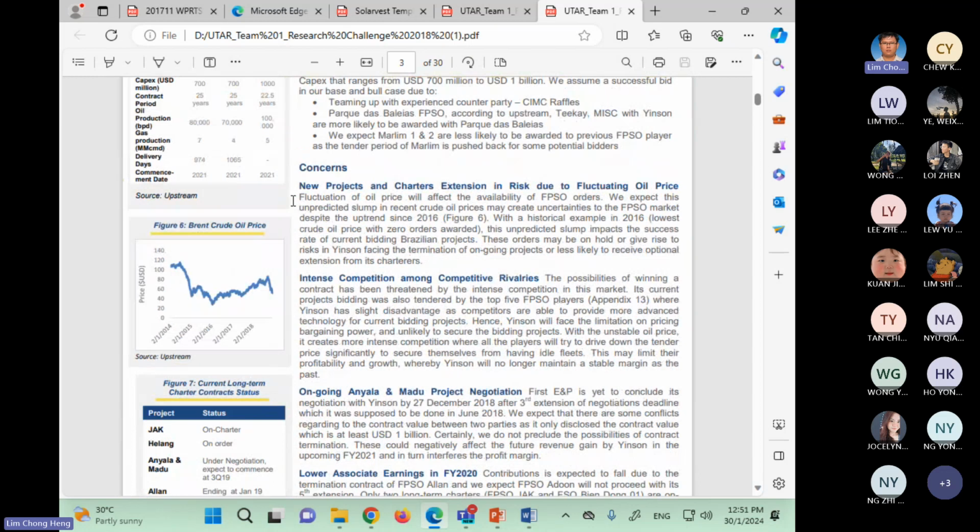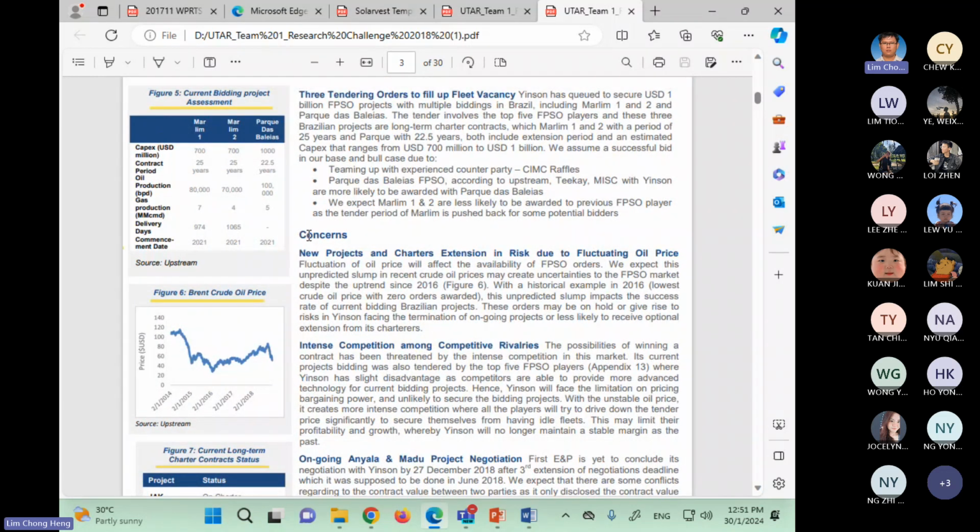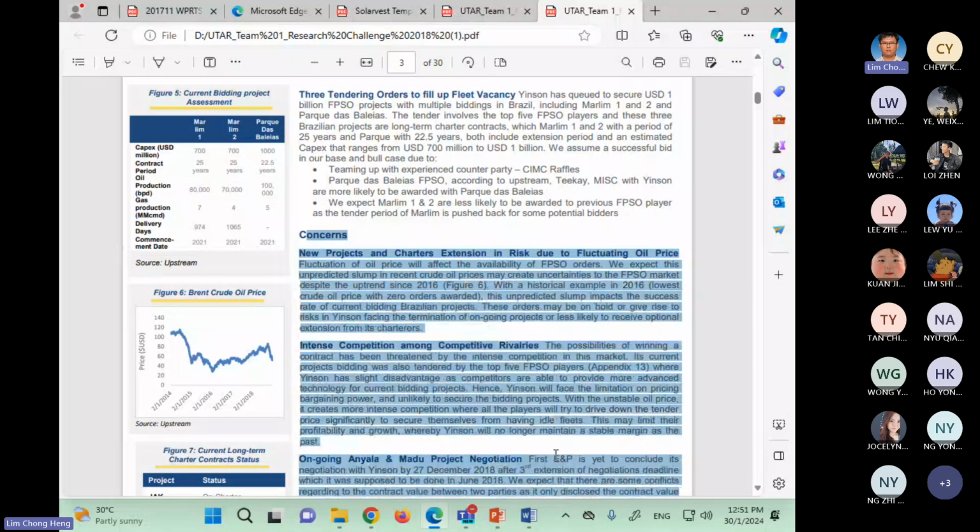Okay, so concern means this is the advantage. That means they have advantage and disadvantage. Maybe there is good news for the company and bad news for the company, so they use the whole word. They issue a recommendation for whole for this company.